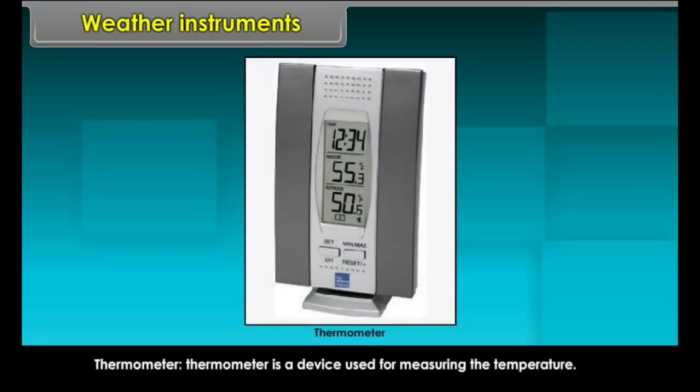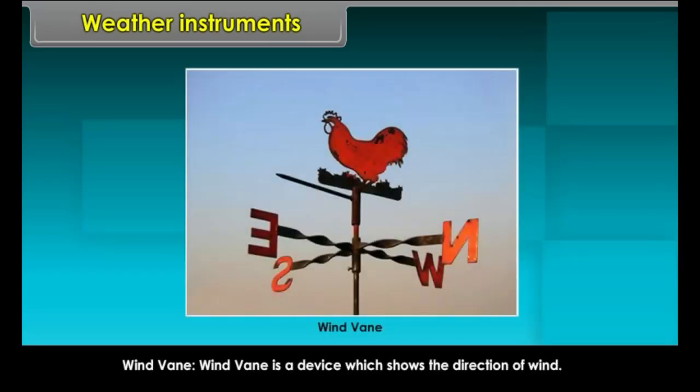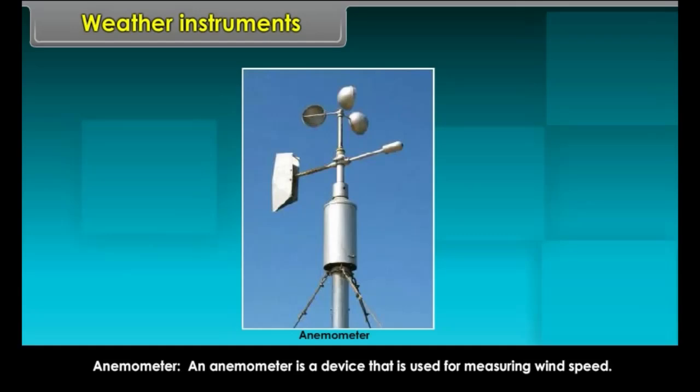Weather instruments. Various devices used for recording various aspects of the weather are thermometer. Thermometer is a device used for measuring the temperature. Barometer. Barometer is a device used for measuring atmospheric pressure. Wind vane. Wind vane is a device which shows the direction of wind. Anemometer. An anemometer is a device that is used for measuring wind speed.